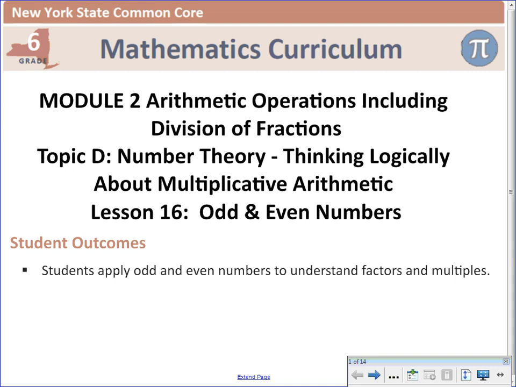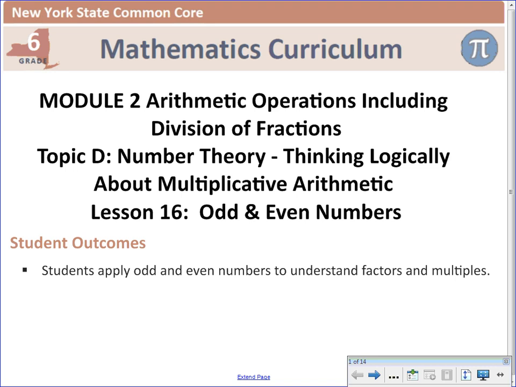We're starting topic D now, lesson 16, which is odd and even numbers. Odd and even numbers, going back to kindergarten. This should sound very familiar. However, we're going to use odd and even numbers to help us understand sums and products. And then we're even going to bridge it into division.